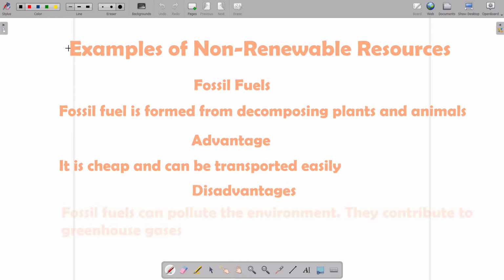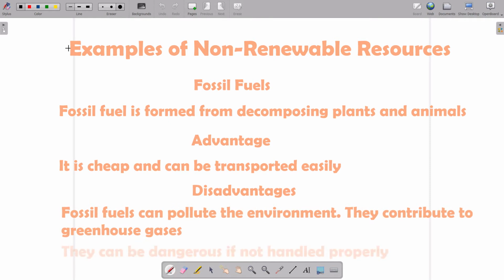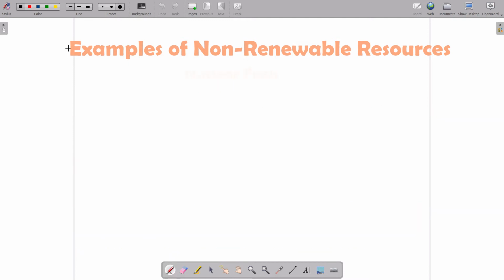Fossil fuels can pollute the environment. As a result, they contribute to greenhouse gases. And the other disadvantage is that they can be dangerous if they are not handled properly. What are the other examples of non-renewable resources of energy?